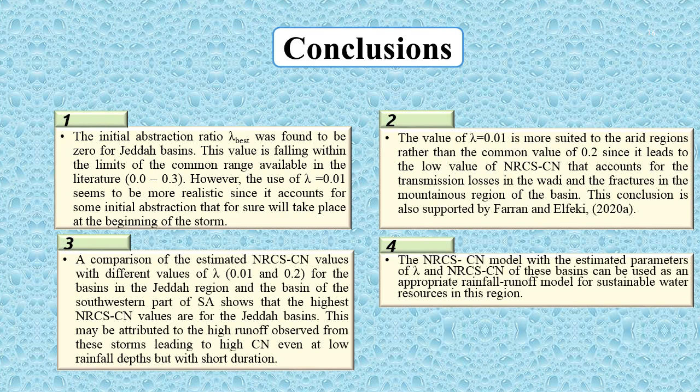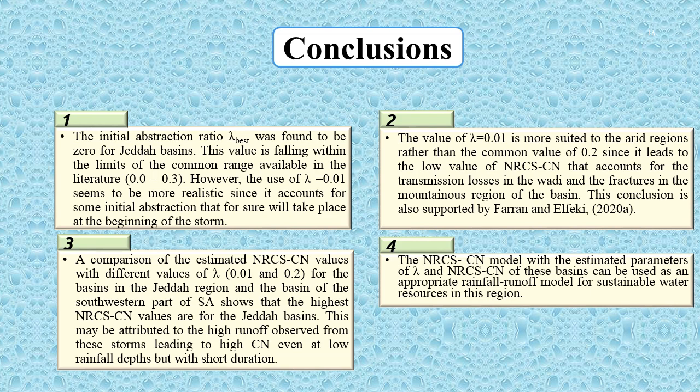We can come up with these conclusions, shortly, just for time. The initial abstraction ratio lambda best was found to be 0 for the Jeddah region. This value falls within the limits of the common range obtained in the literature, which is between 0 and 0.3. However, the use of 0.01 seems to be more realistic, since it accounts for some initial abstraction that for sure will take place in the beginning of the storm.